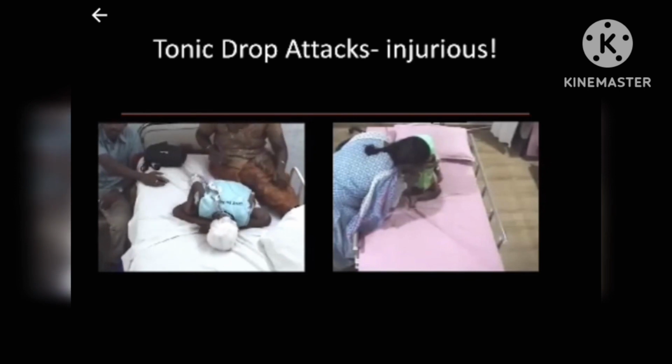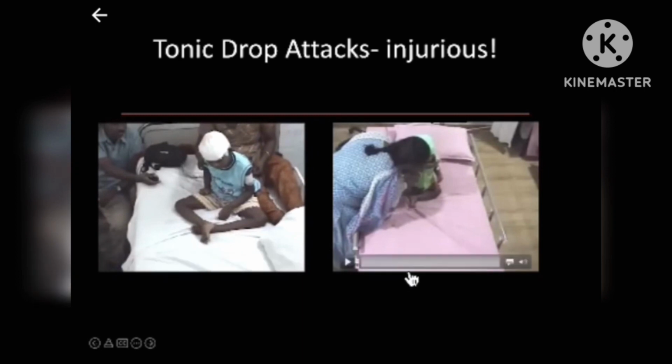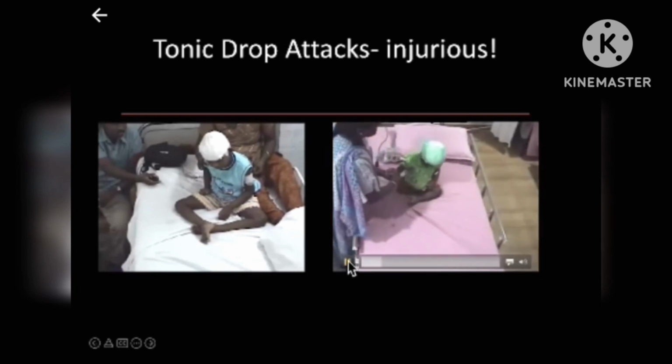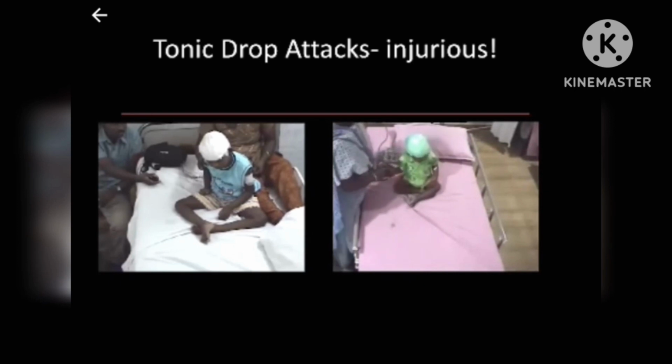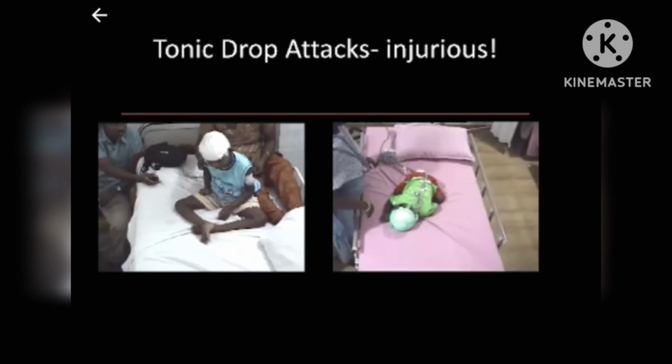Oh, that's a very bad fall. You see this? This child has fallen. And this is what they'll have, injuries to the forehead because they fall forwards. And this child has fallen in front. Yeah. So this is what is called a tonic head drop, tonic drop attacks. This is called drop attacks. And these drop attacks can be very injurious.